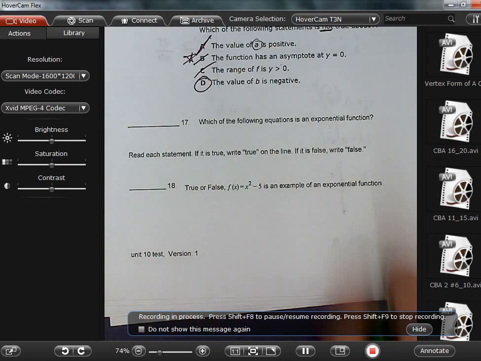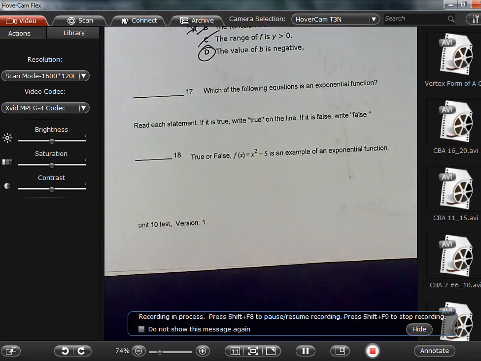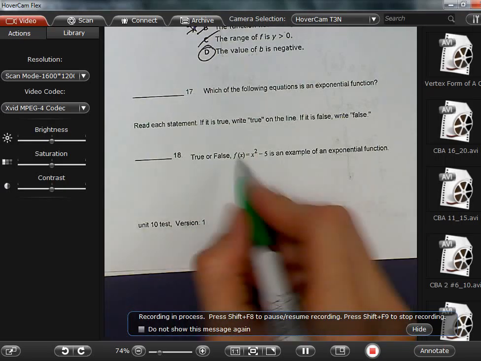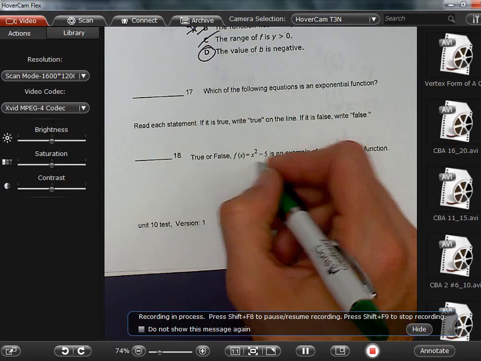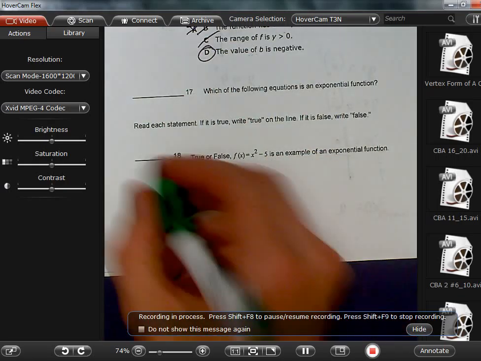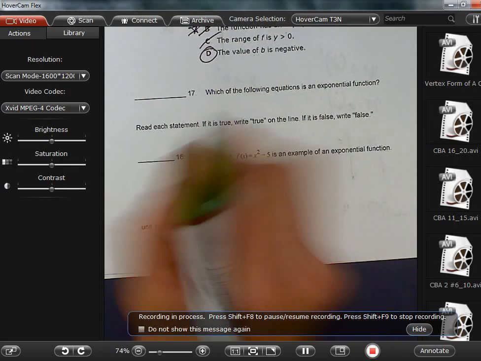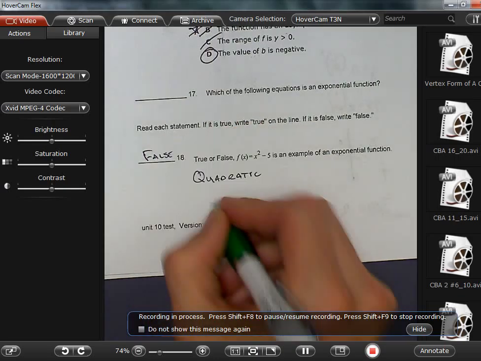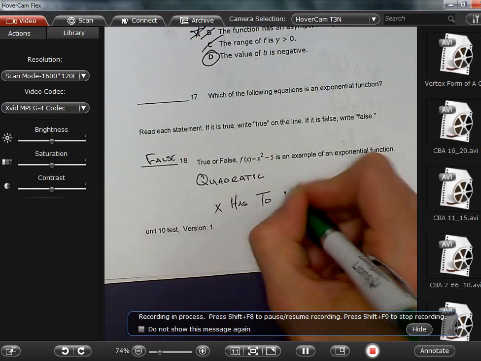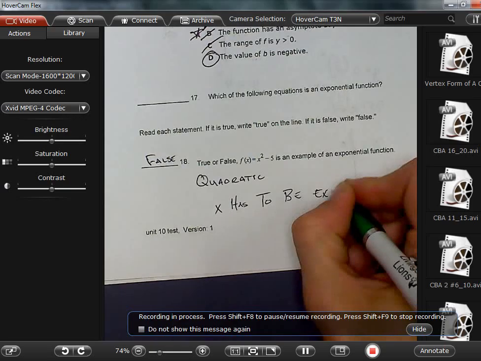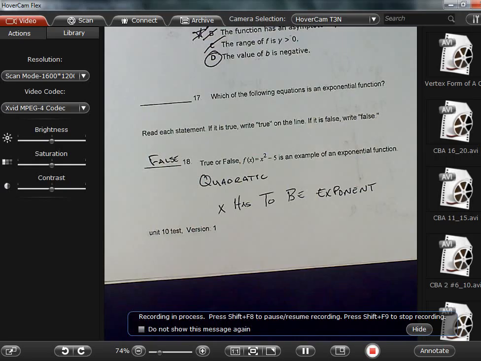We'll skip 17. We have to decide whether 18 is true or false. Is this an example of an exponential function? I have x squared minus 5. It is a quadratic. So the answer is false. Yeah. It is false. Remember that your x has to be the exponent. For it to be an exponential, your x has to be an exponent. Alright? That's the only thing you're looking for.